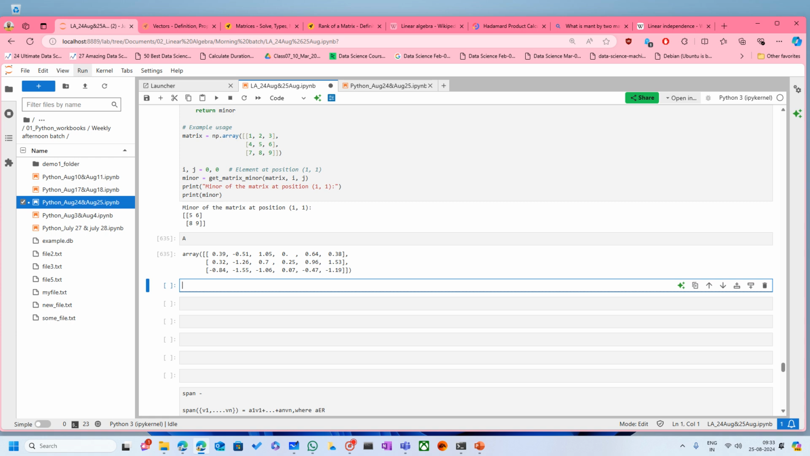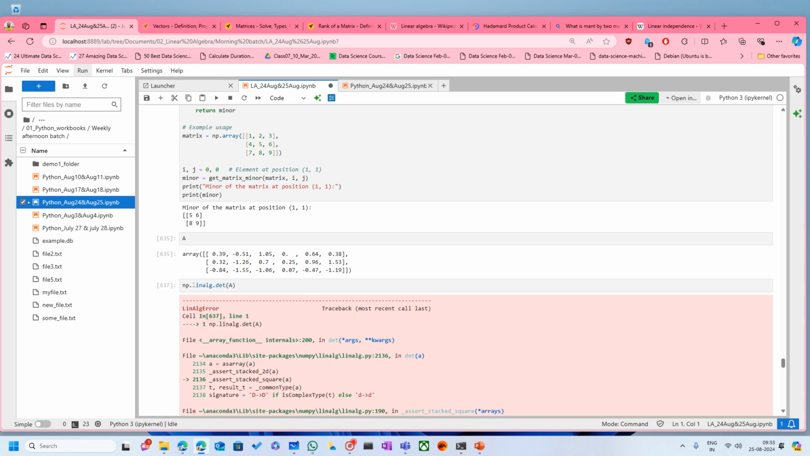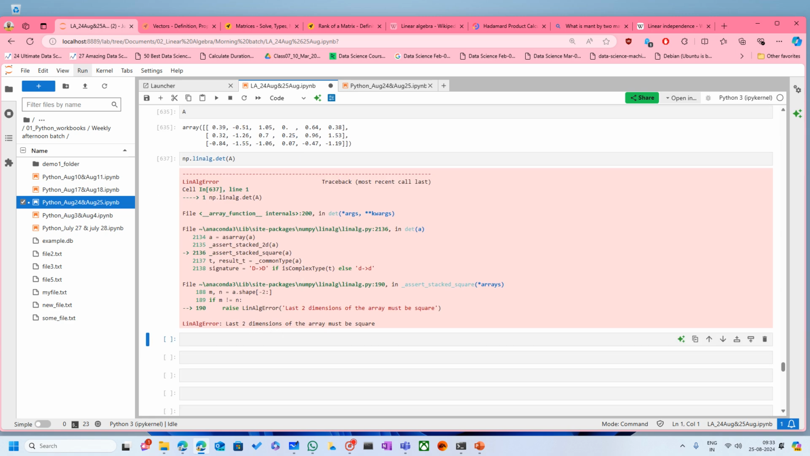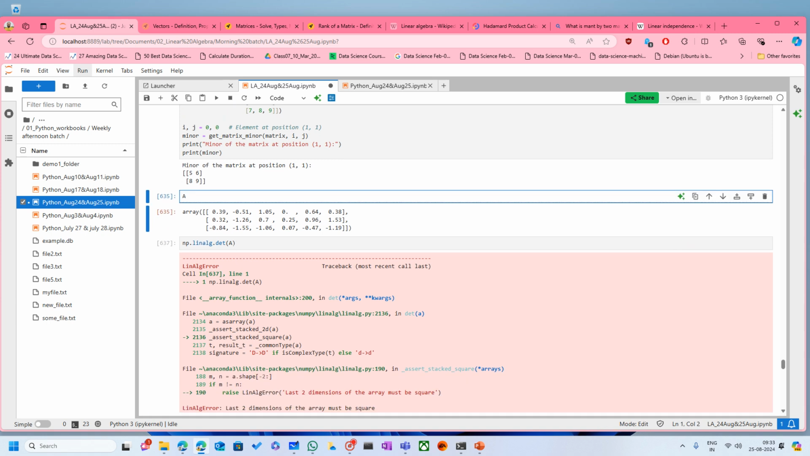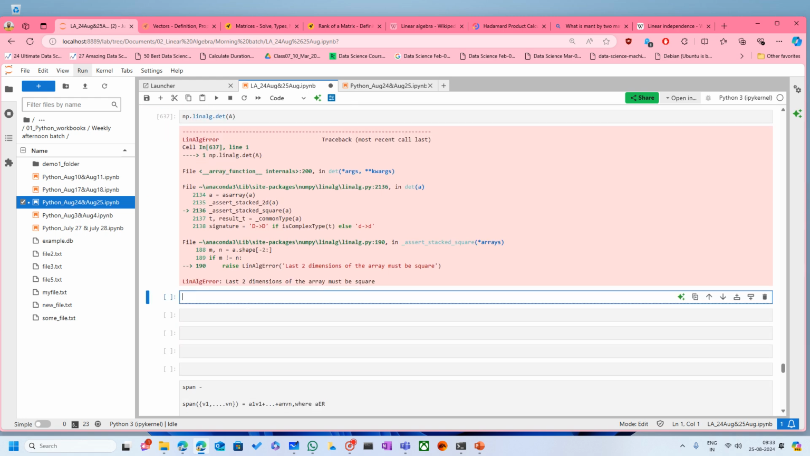If you want to calculate the determinant, let me apply it and then I will explain. Lin alg, dot, determinant of A. So determinant of A, as you can see, you got an error because it's not a square matrix. Okay, so that's why. I wanted to show you that deliberately.